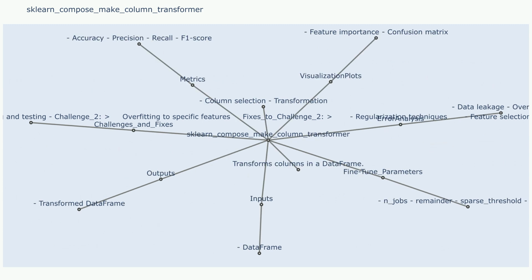Uncertainty methods. Not directly applicable. Uncertainty measures are typically associated with model predictions, not data transformations.